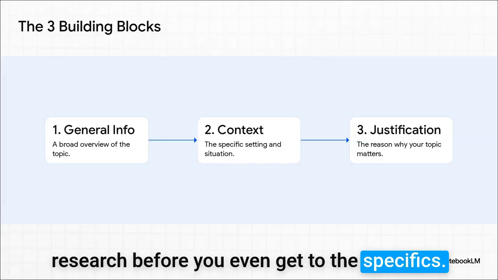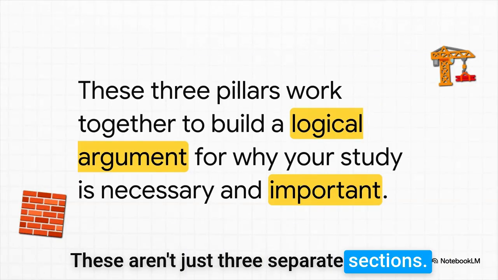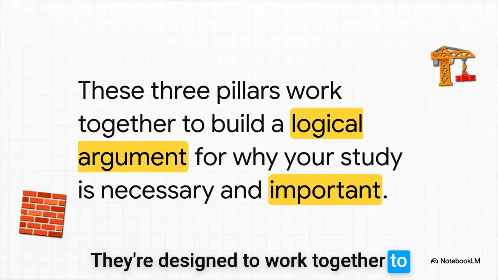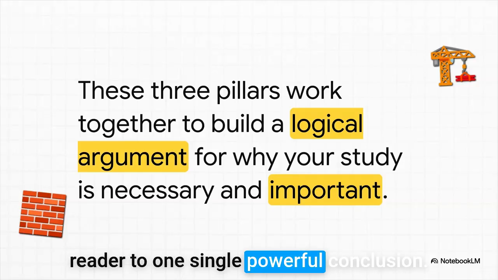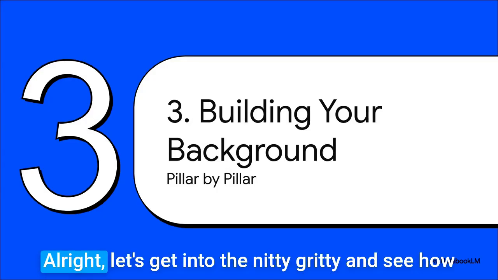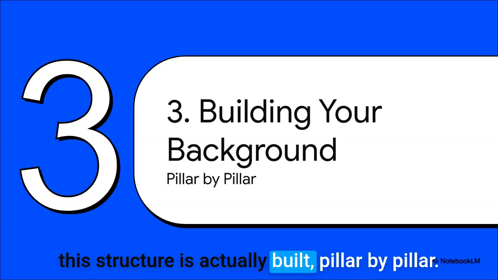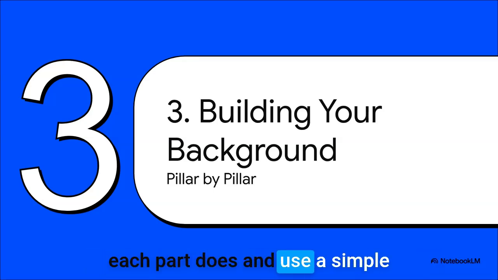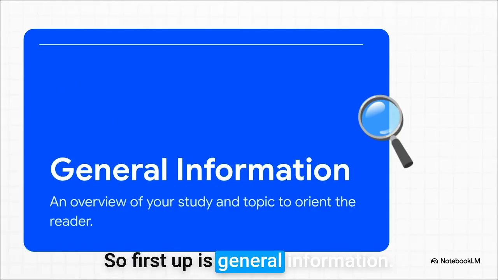If you get these 3 things right, you've basically built a powerful case for your research before you even get to the specifics. Now here's the really important part. These aren't just 3 separate sections you check off a list. No, they're designed to work together, to build on one another, and to lead your reader to one single powerful conclusion. This study has to be done. All right, let's get into the nitty-gritty and see how this structure is actually built, pillar by pillar. We're going to break down exactly what each part does and use a simple example to make it all really concrete.